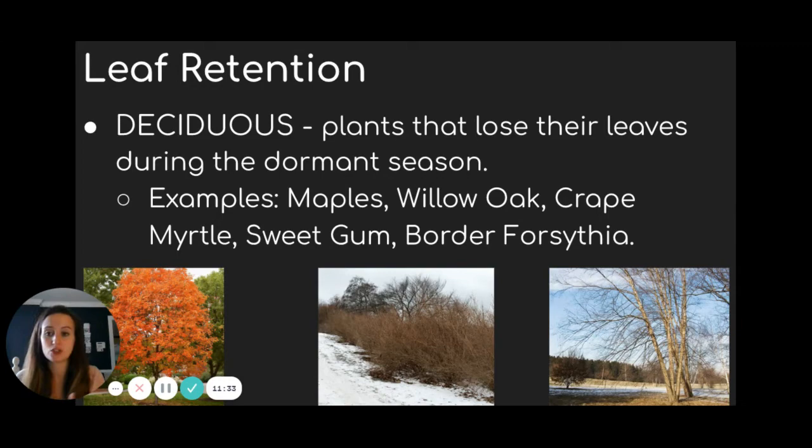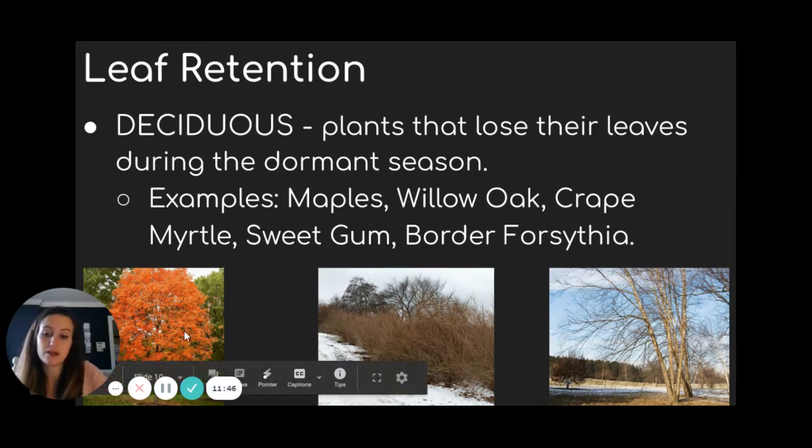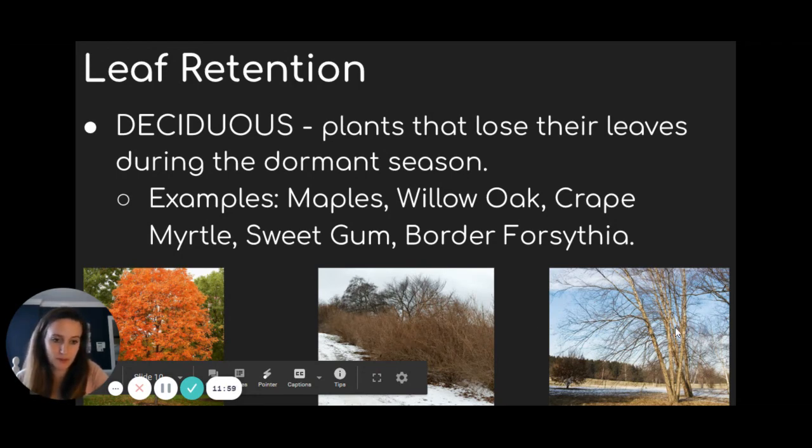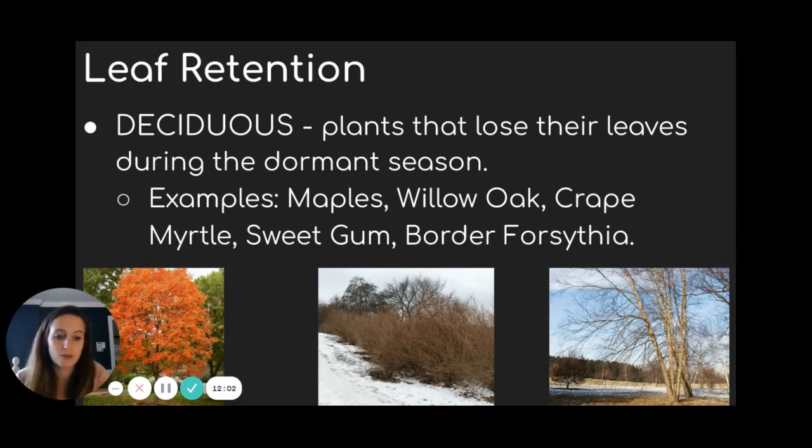Examples of deciduous trees or shrubs: maples, willow oak, so any oaks really most of the time, crepe myrtle, sweet gum, border forsythia. So you see here, like this would be your tree. One of your maples in the fall is starting to change color. Here you have a forsythia shrub in the winter. And here you have a river birch. I'm sure most of y'all are probably familiar with the river birch. You drive around, they have that peeling bark. Probably even have them in your yard. They're very common.